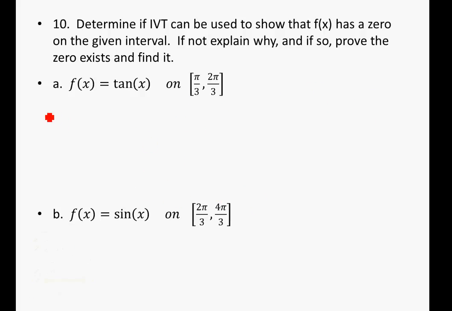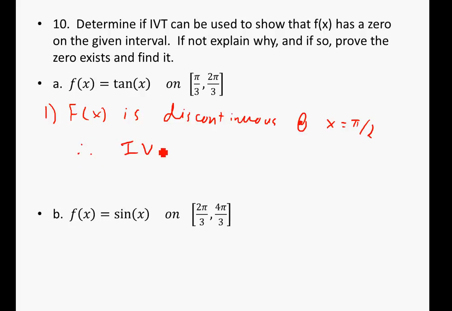So that's what you're going to say. You're going to say this. Number 1, f of x is discontinuous at x equals pi over 2, and therefore IVT cannot be applied. That's all I've got to say.